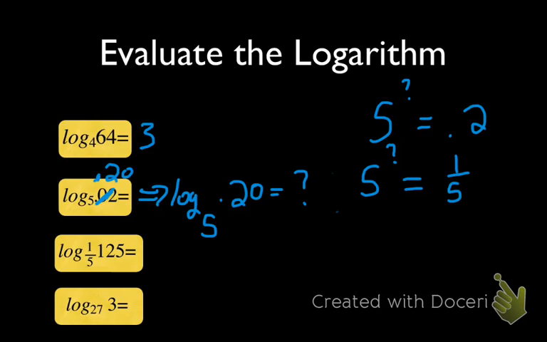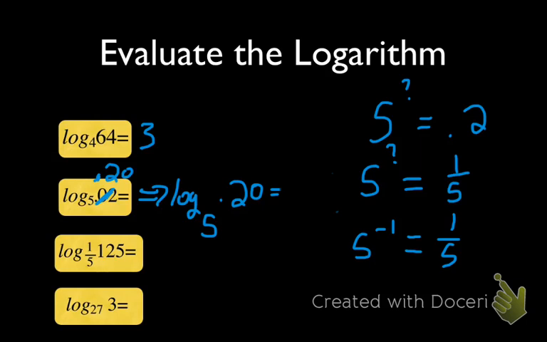So the question is, 5 raised to what power gives me 1/5? Well, if I have a fraction, I better be thinking negative powers, right? So if I take 5 raised to the, we'll start with -1, that equals, well, that rule that says something raised to the negative power flips it tells me that 5 to the -1 is 1/5. Oh, look. I think I just won.